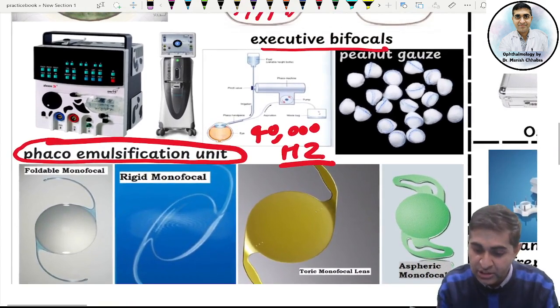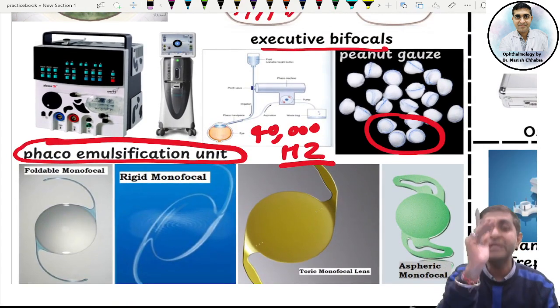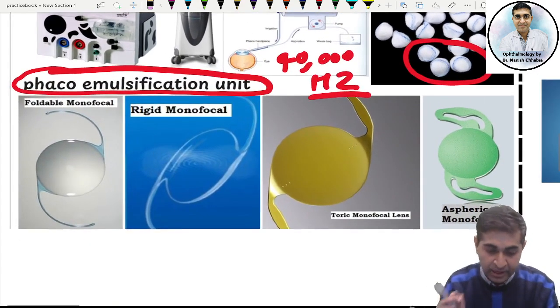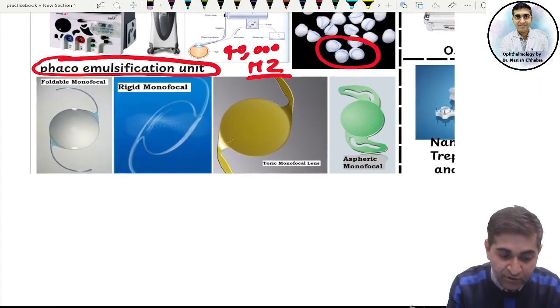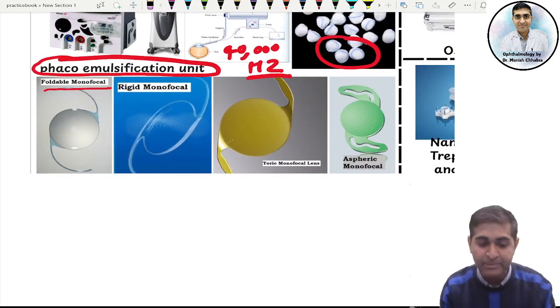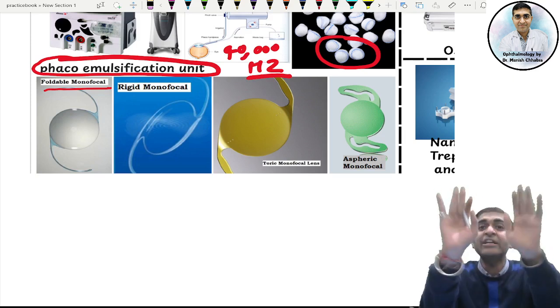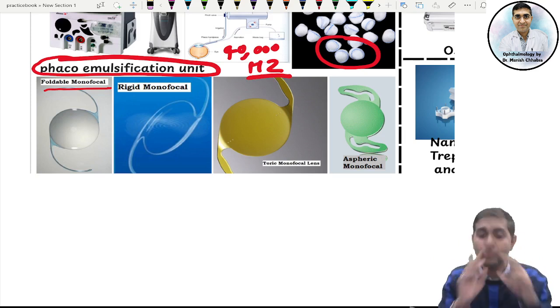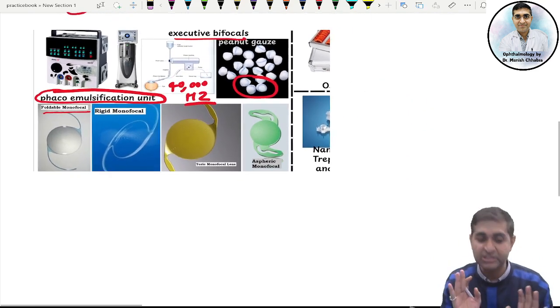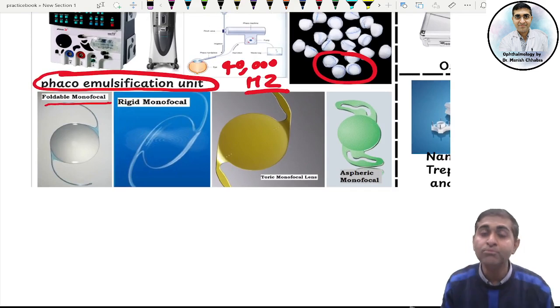All right, so these are your gauze pieces, small peanut gauze pieces. Okay, now coming over to the different IOLs. So this is your foldable monofocal. Foldable is used in phacoemulsification. So monofocal is which corrects the distant vision. For near vision, after cataract surgery, the patient has to wear the plus glasses. Then there is rigid monofocal.